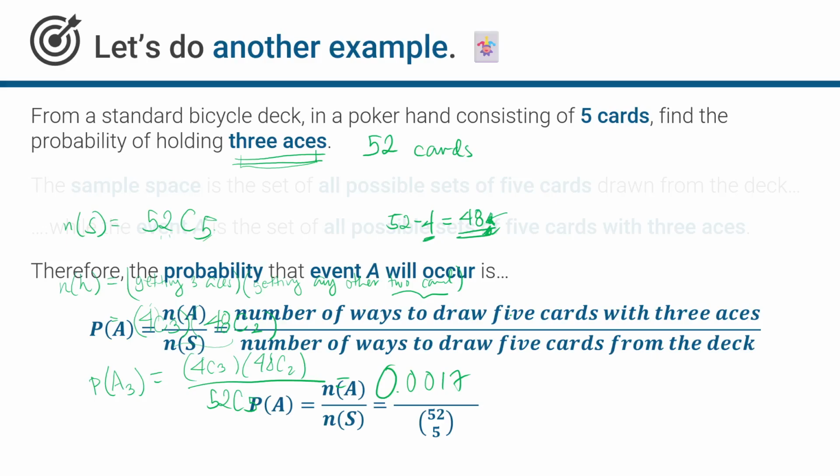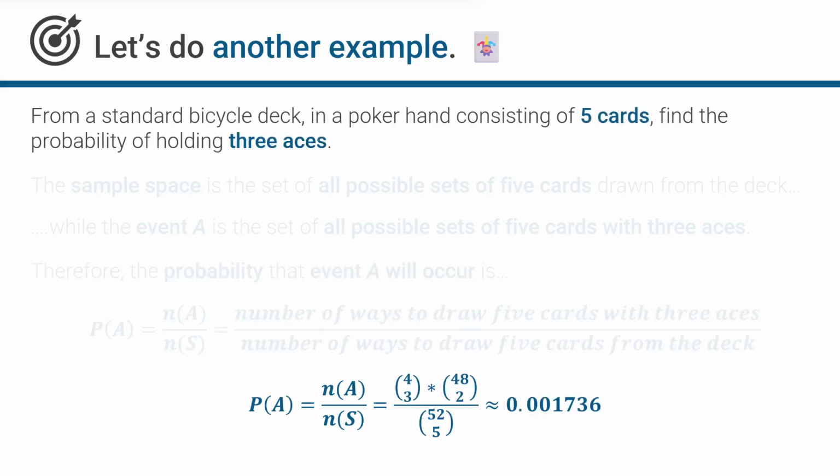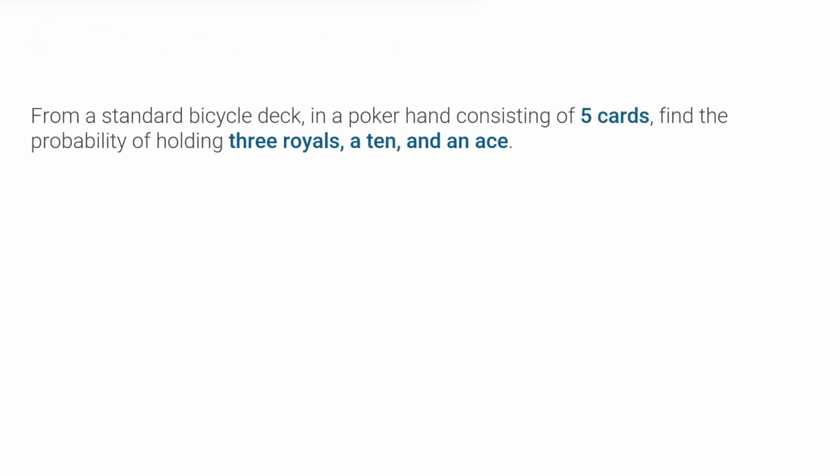I have 5 cards. The probability of holding 3 royals, a 10, and an ace. This one is really nice. A standard deck, in a poker hand consisting of 5 cards. Now let's make it a little bit difficult. You have 3 royals, a 10, and an ace. So this is what we call a royal flush, I believe, but we're not going to be considering the suit. We're just considering a 10, an ace, and 3 royals.